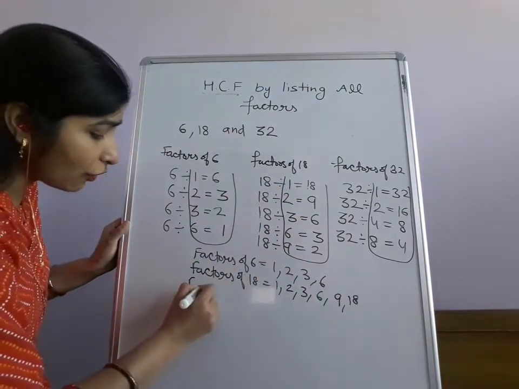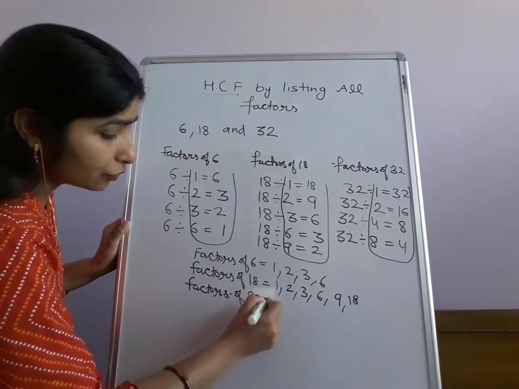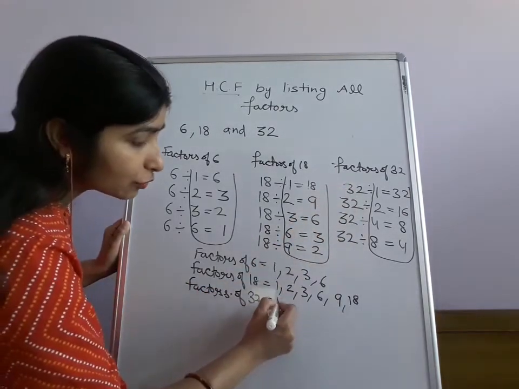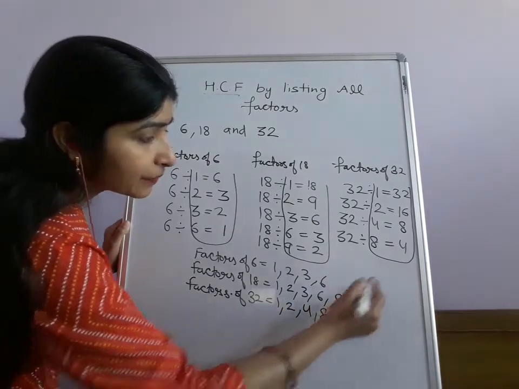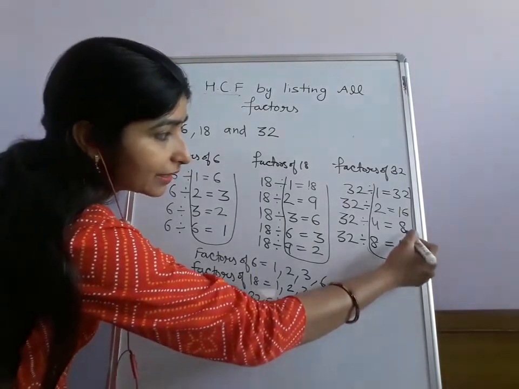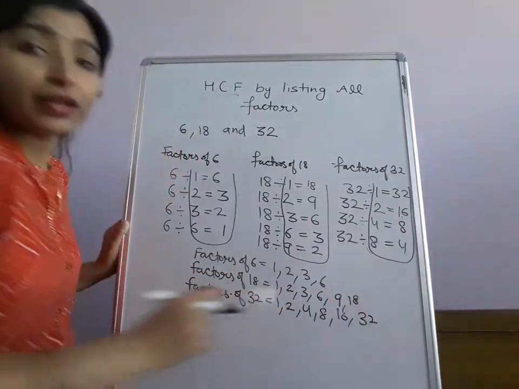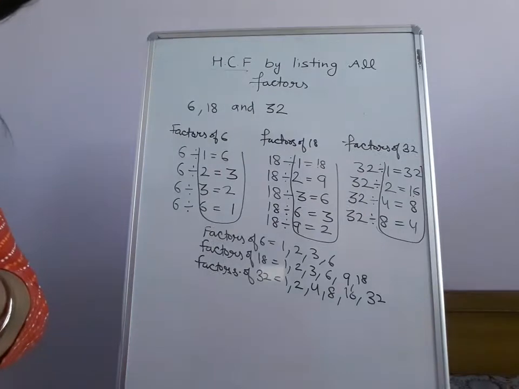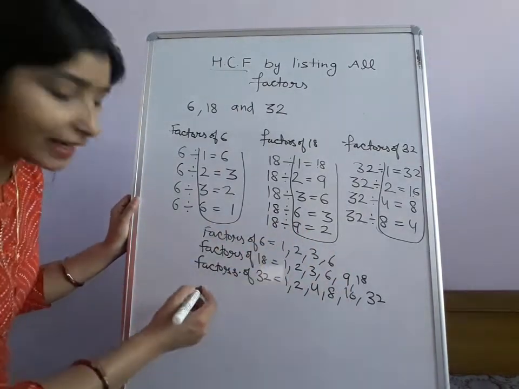Now factors of 32. So factors of 32 are 1, 2, 4, 8. 4 and 8 are repeated, then 16 and 32. Now you will find the common factors. Now you will find the common factors of 6, 18 and 32.